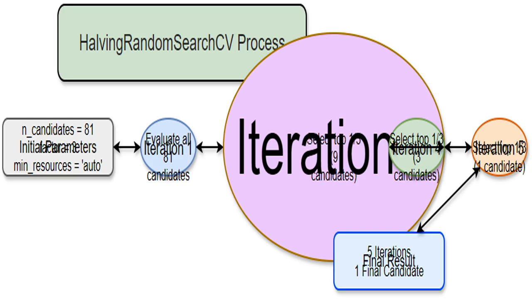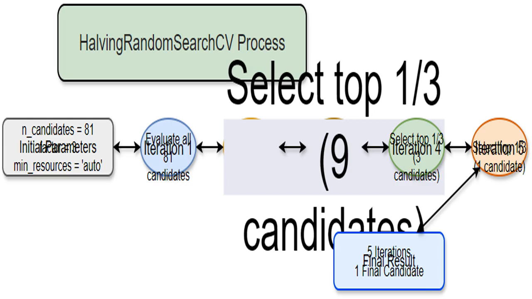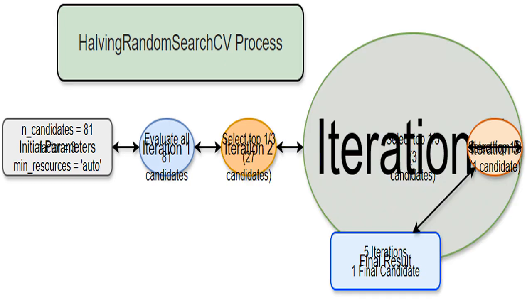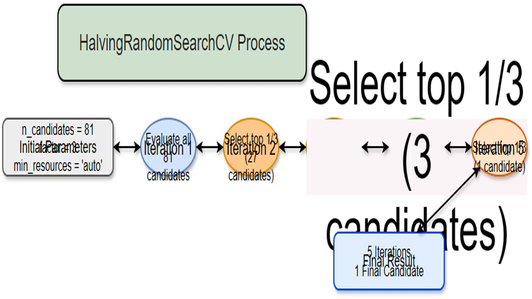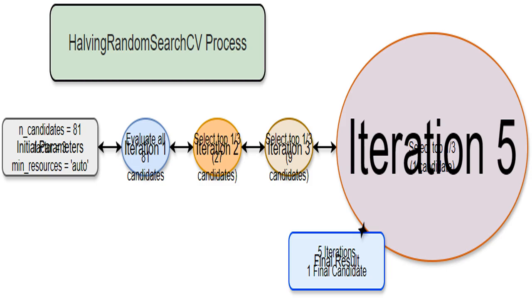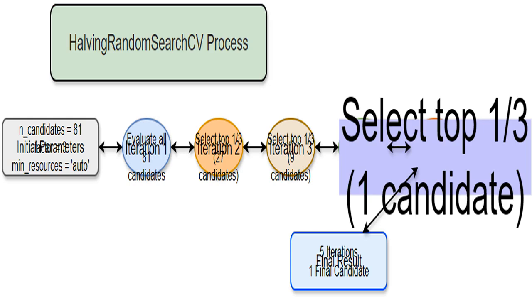Next, I'll take the top 1/3 from iteration 2's results. This is 9 candidates. I take the best 9 out of those 27. I repeat the process. From the top 9 I select the top 3. Only the top 3 candidates from the previous step are moving on. In the final iteration, I'll select the top 1/3 of the remaining candidates. That leaves me with just one candidate.